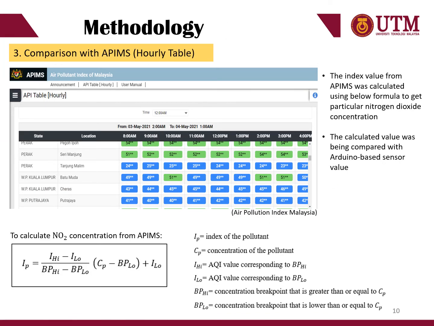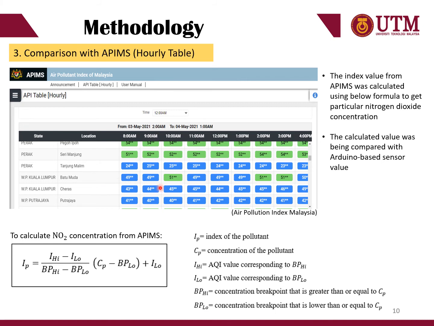The result from the Arduino-based sensor was compared with the Air Pollution Index Malaysia hourly table, or APIMS. From the APIMS, the data taken was from Batu Muda, Kuala Lumpur, to compare with the study location at Kuala Lumpur, and Bandaraya Melaka to compare with the study location at Malacca.